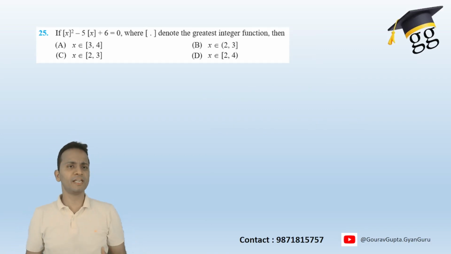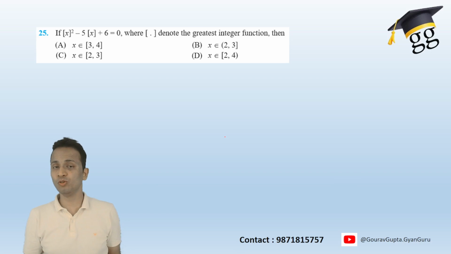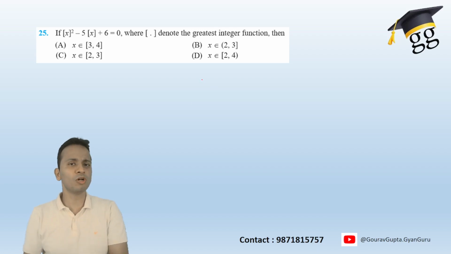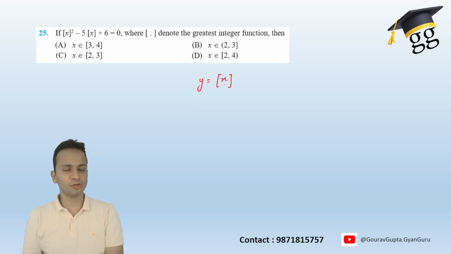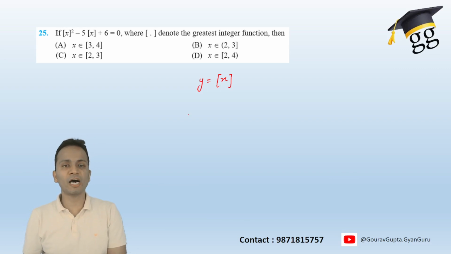In question number 25, an equation is given to us where the function given in brackets denotes the greatest integer function. Then we have to find the range of values defined by x. This is a pretty easy question. To start with, you can do a small substitution. Say y is equal to the greatest integer function of x. Wherever you see the greatest integer function, replace it by y. So the equation will now become y squared minus 5y plus 6 is equal to 0. Now this is a quadratic equation, right?